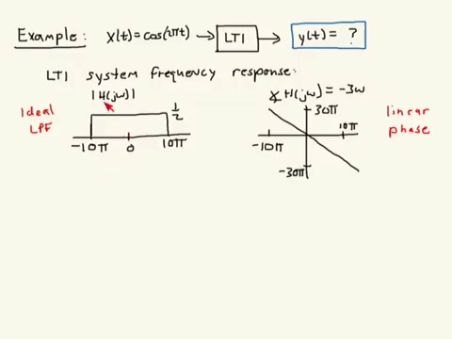It has a magnitude that's equal to 1/2 between minus 10 pi and 10 pi, and a phase that's equal to minus 3 omega. So it's a linear phase, varies linearly with omega, and it has a negative slope. So the slope of this line is minus 3. So it really is an ideal low-pass filter because it passes things between minus 10 pi and 10 pi with a gain of 1/2 and rejects things outside that band. By reject, I mean the frequency response is 0 outside that band, and it has this linear phase characteristic.